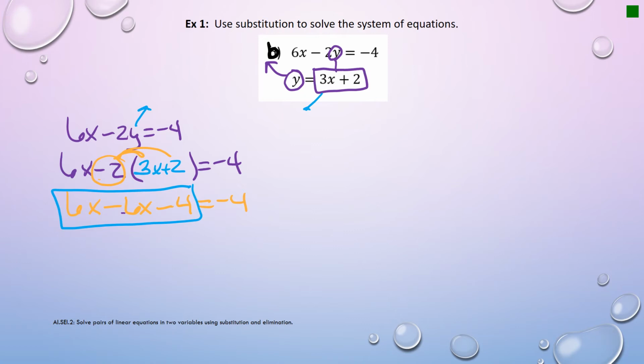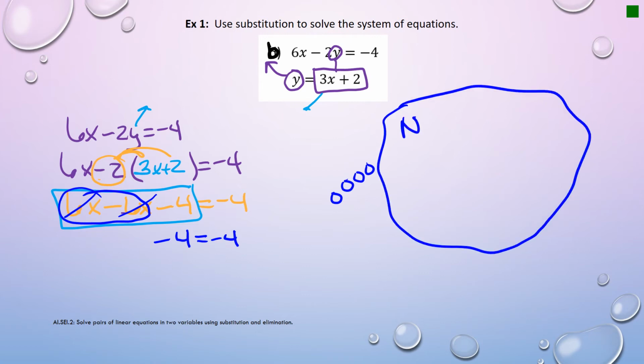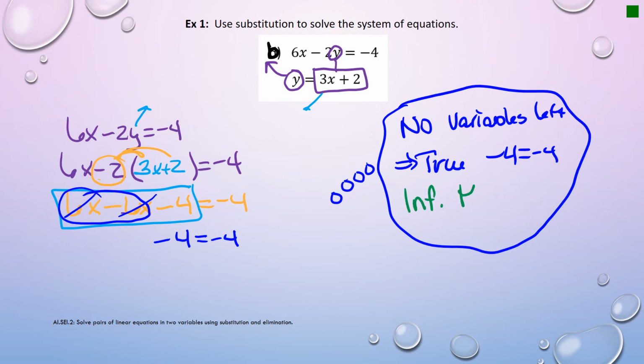What do you think about a 6x and a minus 6x? That should equal 0. It does. So what I have here is negative 4 equals negative 4. The crowd goes wild. At this point, here's what's happening in your head. Ooh. I have no variables left. All my variables disappeared. What I have is true because negative 4 equals negative 4. So that tells me my solution is infinitely many solutions.